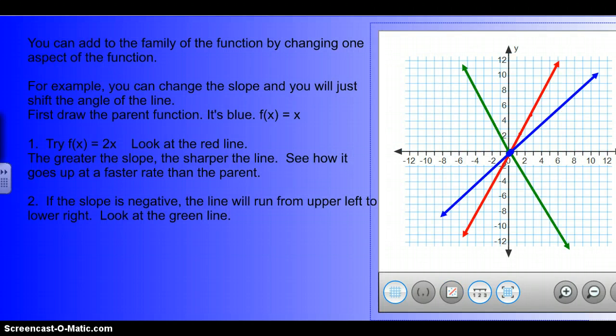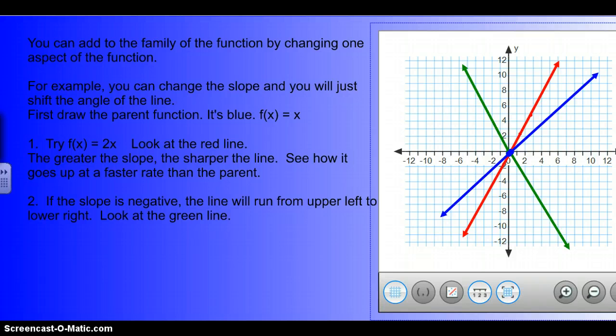You can add to the family of the functions by changing one aspect of the function. So if you change the slope, you'll shift the angle of the line. So first we're going to draw the parent function again. The parent function in this case is blue, okay? And you'll see that f(x) = x. That's straight through at the 45-degree angle as we did before. That blue line is the parent. But now I'm going to start to shift the lines around. I'm going to look at other members of the family.